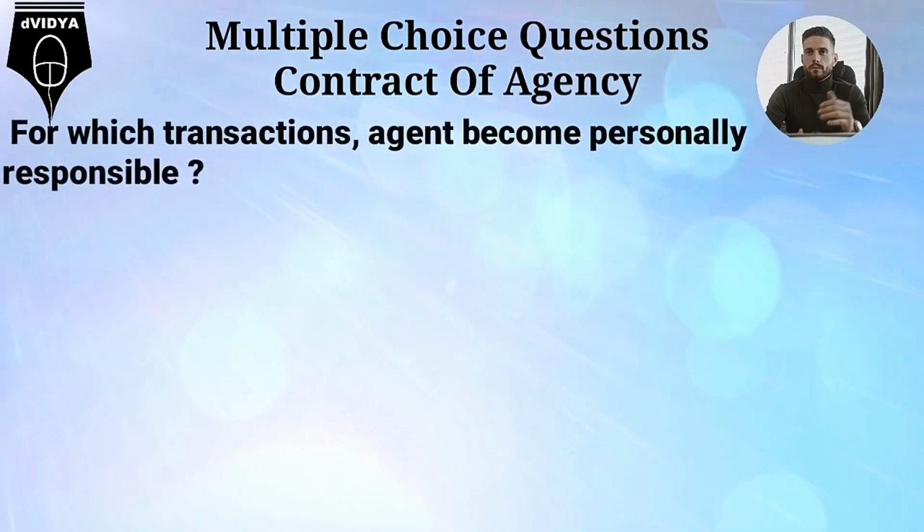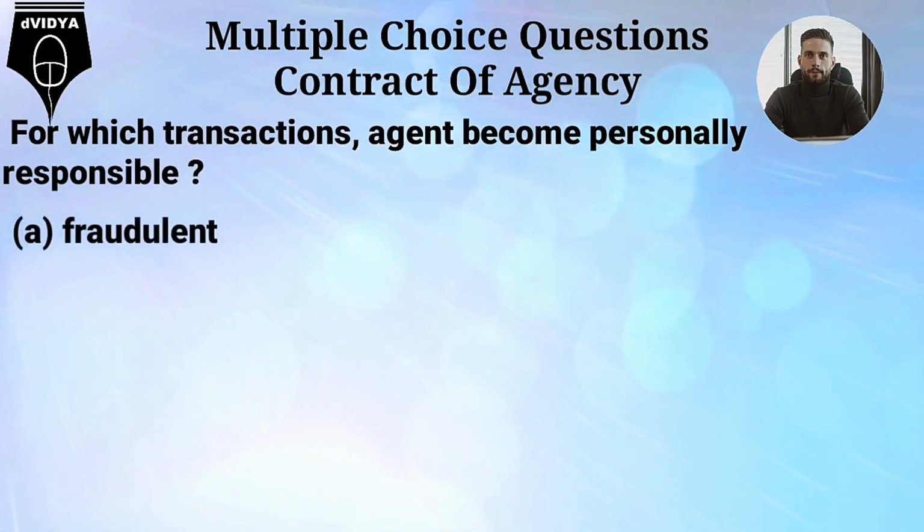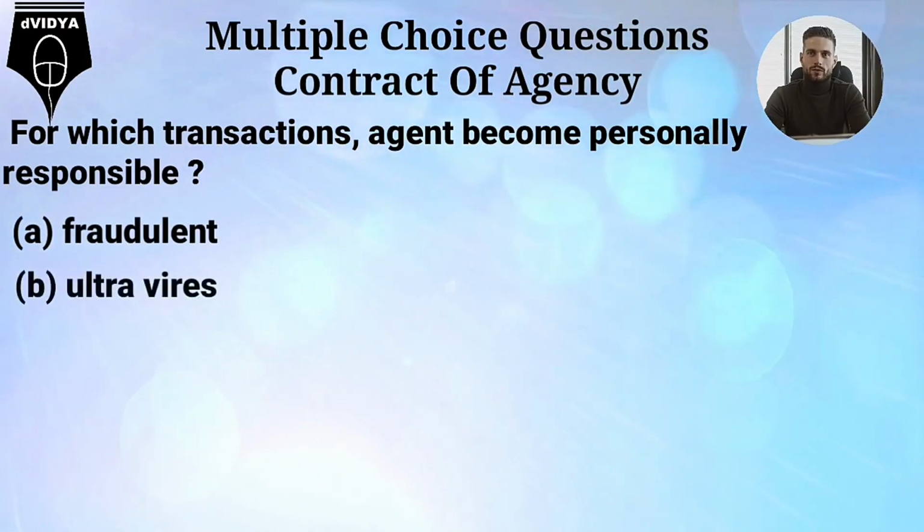For which transactions does an agent become personally responsible? Option A. Fraudulent. Option B.